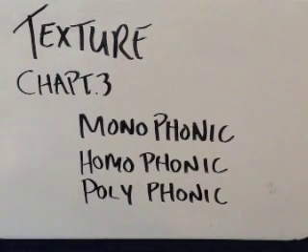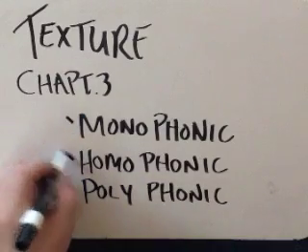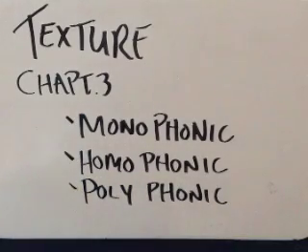So another way to think about music has to do with texture. When we're talking about texture, really what we're talking about is the ways that melodies or tunes populate a piece of music. So we have three basic textures: monophonic, homophonic, and polyphonic. Phonic just means sound, okay?